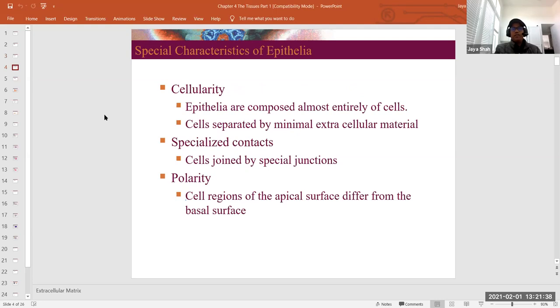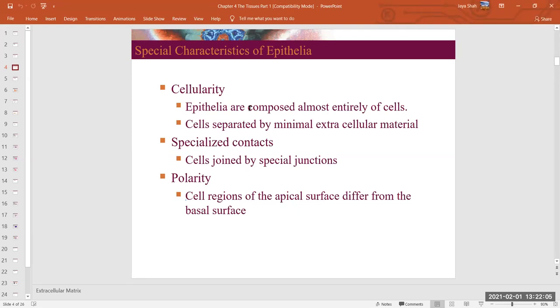Special characteristics of epithelia. What are the special characteristics which differentiate epithelial tissue from muscle, connective, and nervous tissue? There are cellularity, specialized junctions, and polarity.